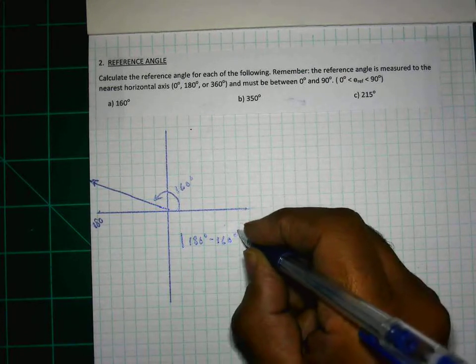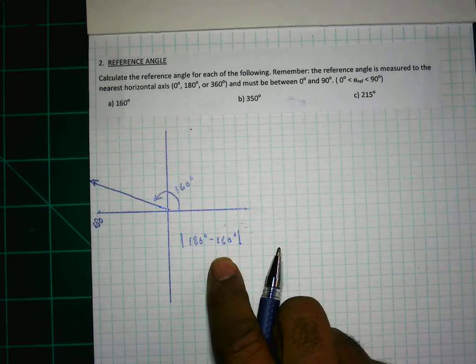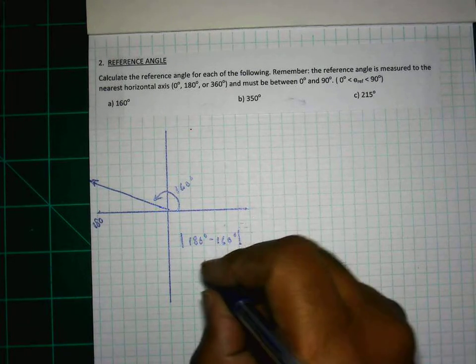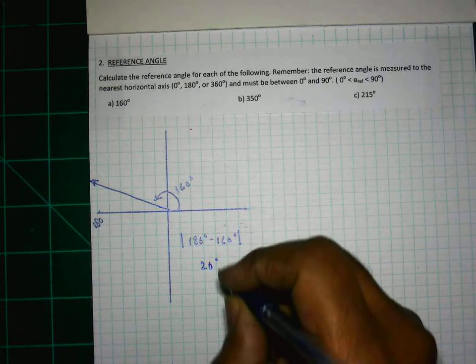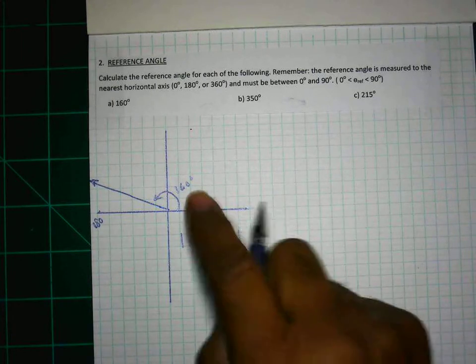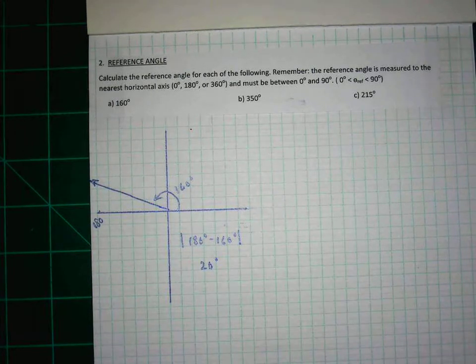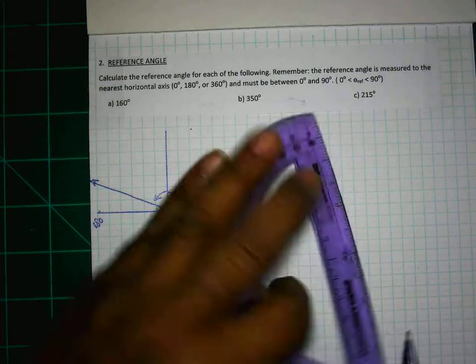Now I stuck it in absolute value because the reference angle can never be a negative number. So this just turns out to be 20 degrees. So my reference angle for point A, 160 degrees, is 20 degrees. Let's do 350.